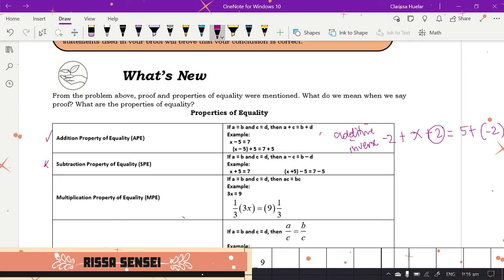Next is the multiplication property of equality. Ito naririnig niyo na rin, di ba? Halimbawa, merong 5x equals 20, magde-divide ka both sides by 5. Actually, that is division property of equality, pero ang talagang nangyayari dyan is we are multiplying 1/5 or the multiplicative inverse. Nagmumultiply tayo ng reciprocal nung gusto nating ma-eliminate. And if I want to eliminate 5, ano ba yung reciprocal ng 5? 1/5.